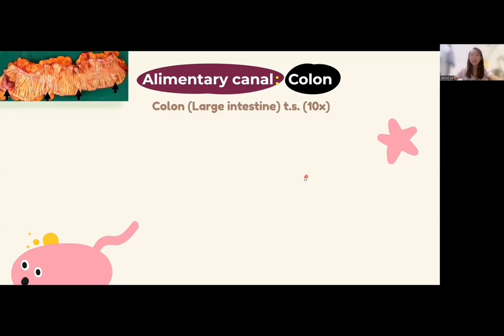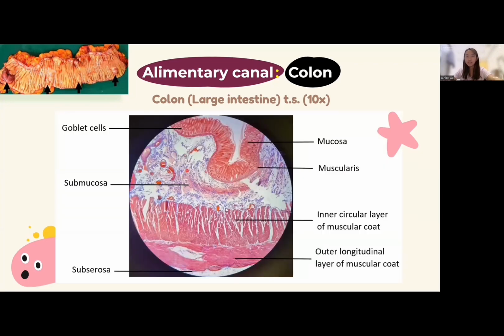Hi, I'm Ewan. I'm going to introduce you to the alimentary canal, which is the colon. As you can see on the slide, this is the large intestine which was dissected from a human body. Next, this slide is shown under the microscope with a magnification of 10 times.